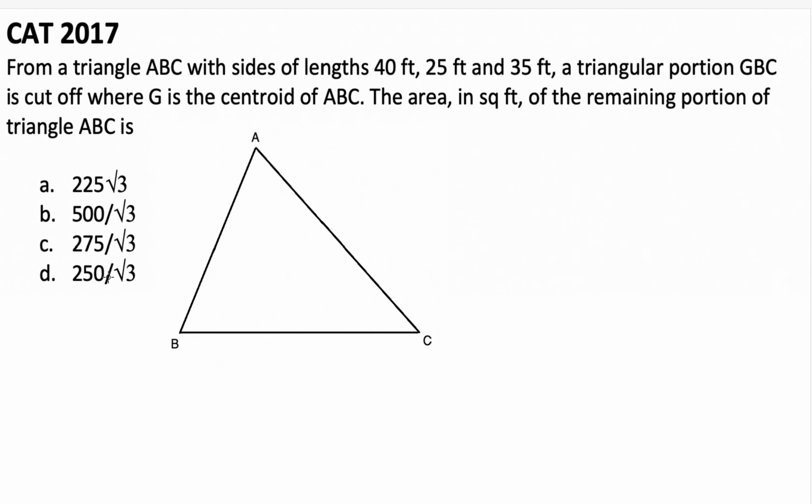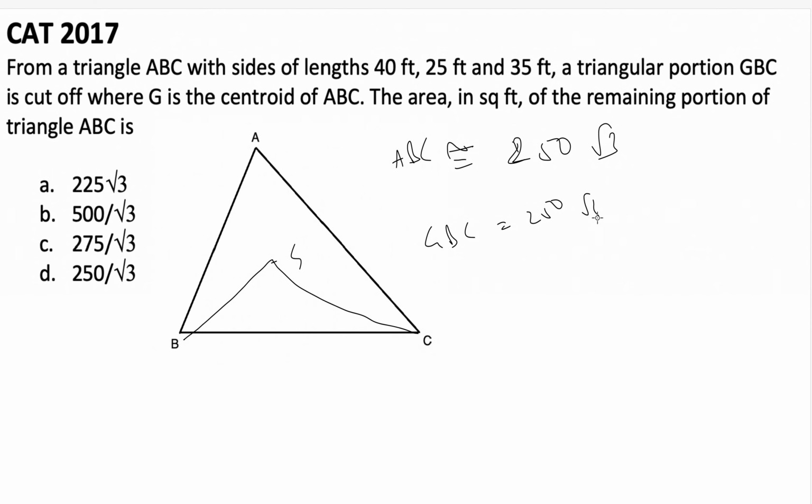Do we have enough slide for this? Yes. So what we know, ABC triangle area is, how much did we calculate? 250 root 3. I hope we calculated this right. Now this is G. What is the area of triangle GBC? 1/3 of the entire triangle. That means GBC is 250 root 3 by 3.